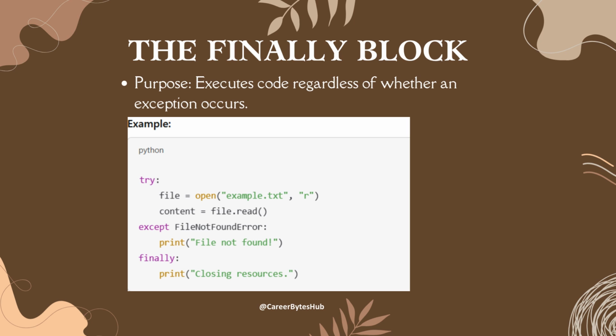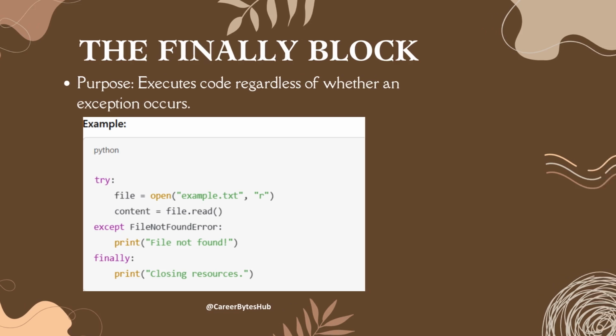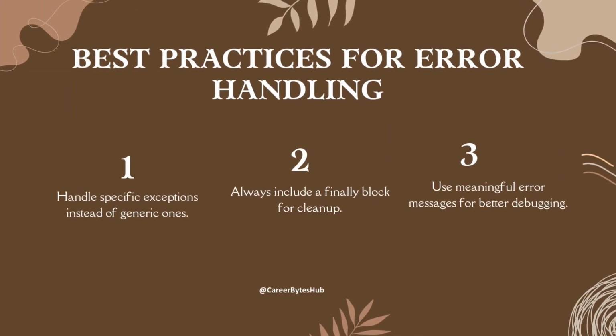As we've learned, error handling helps create robust programs. To make your code even better, follow these best practices: always handle specific exceptions when possible, include a finally block for cleanup, and use clear error messages to help with debugging. Avoid suppressing errors unless absolutely necessary, as this can hide critical issues.